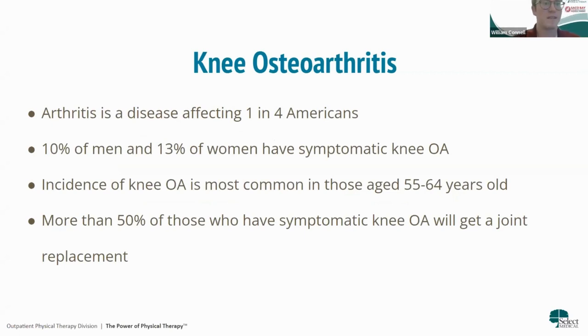It is important to note that the incidence of knee arthritis is definitely more common in those aged 55 to 64 years old, and more than 50% of those who have a symptomatic knee osteoarthritis problem will end up getting a joint replacement, and that could be either partial or total knee replacement. The good news is that those surgeries have really improved over the years. We've progressed a lot with both the materials used and the techniques used to put the new knee in. And so a total knee replacement at this point in time has a lot better prognosis than it did a long time ago.